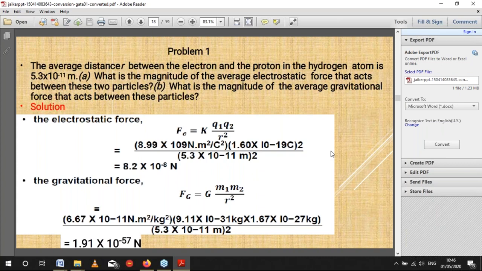So we have three charges on the line. Q2 to Q1 is 0.2 meters, Q1 to Q3 is 0.15 meters. Q2 is minus 4.0 microcoulombs, Q1 is plus 3, and Q3 is minus 7. Now the B part of it, we have F sub 12 on Q1, and we have F sub 13, and so on and so forth.